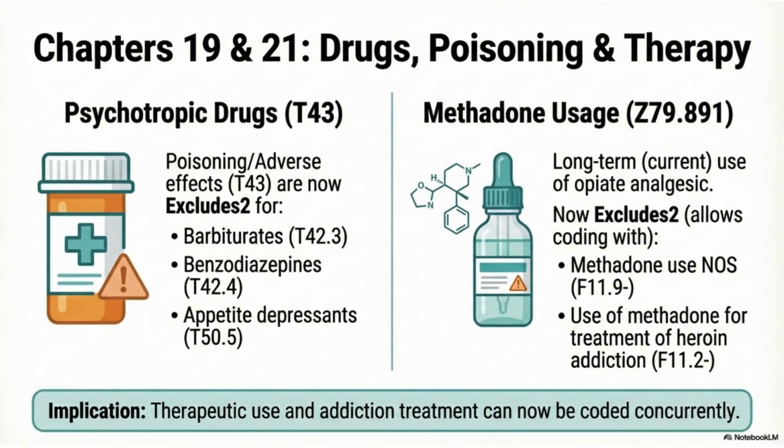Psychotropic drug poisoning codes, T43, now allow concurrent coding with barbiturates, benzodiazepines, and appetite depressants. Methadone usage, Z79.891, is now Excludes2 for methadone dependence or addiction treatment. This means therapeutic use and addiction treatment can be coded together, a major clarification for substance use documentation.